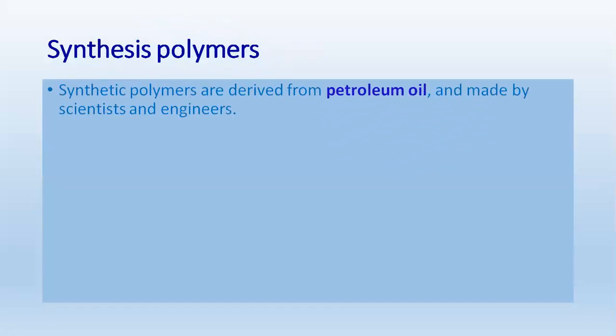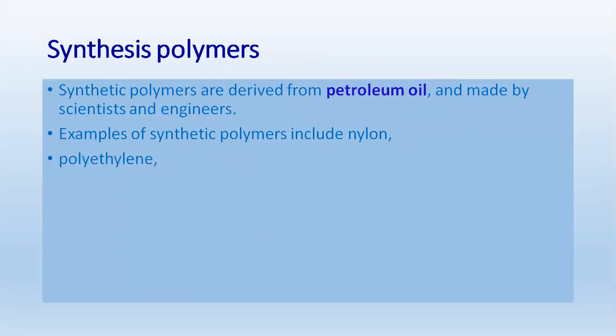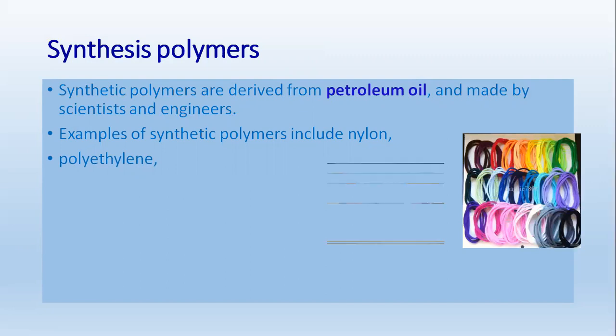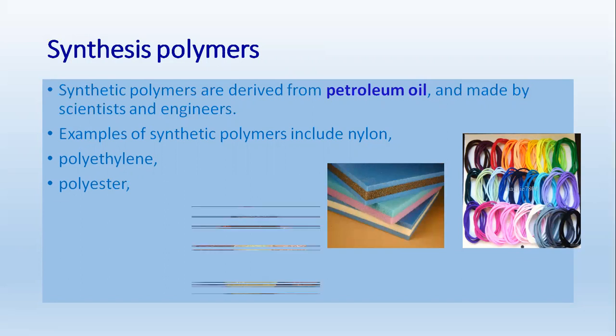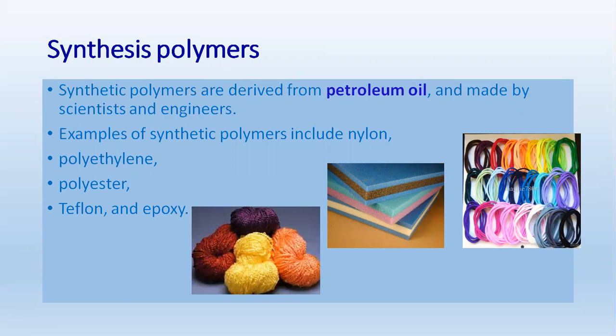Synthetic polymers are derived from petroleum oil and made by scientists and engineers. Examples of synthetic polymers include nylon, polyethylene, polyester, Teflon, and epoxy.